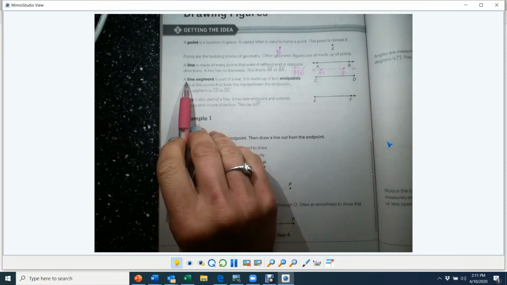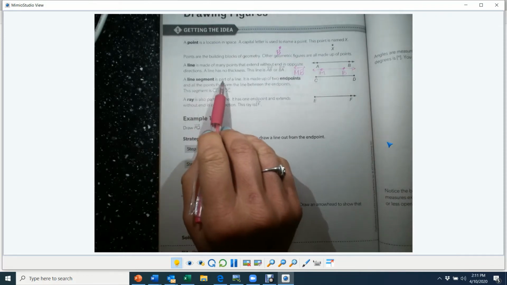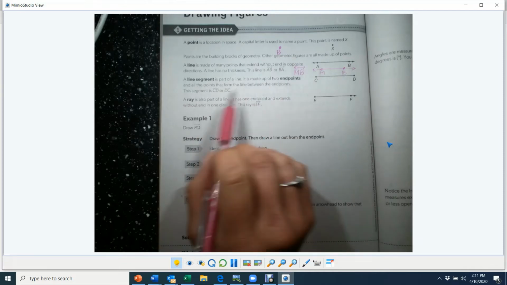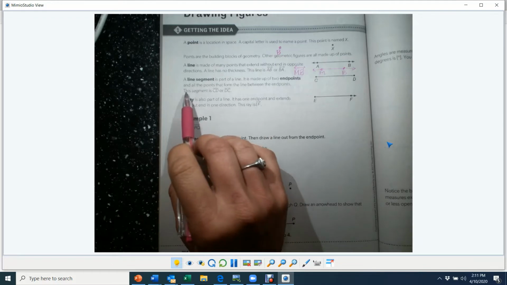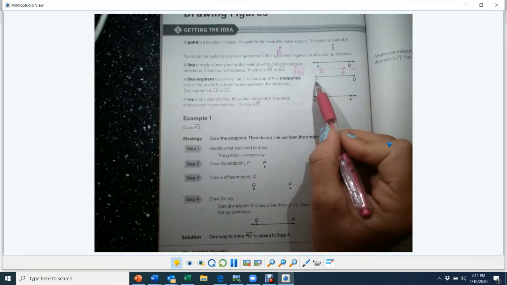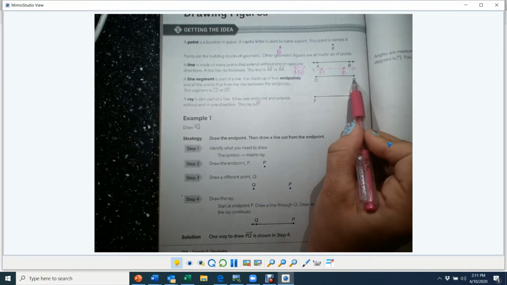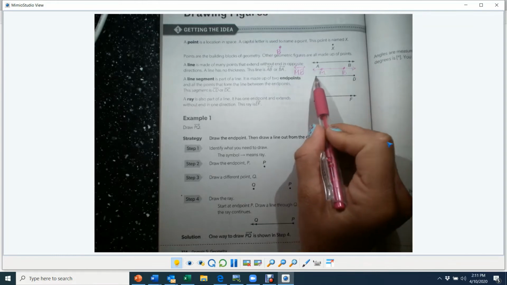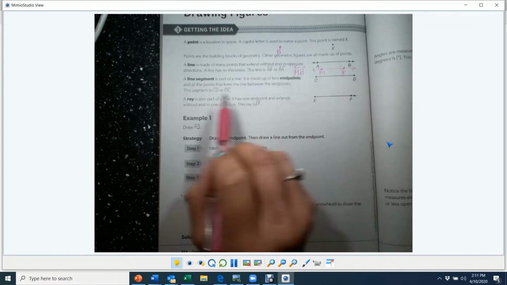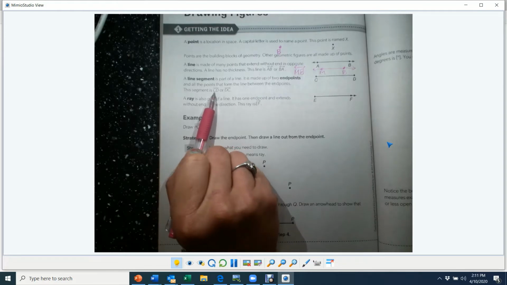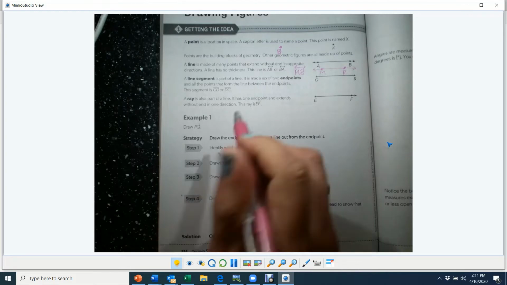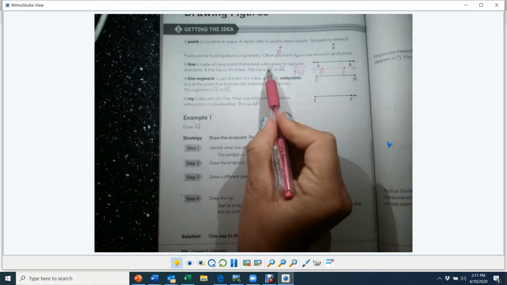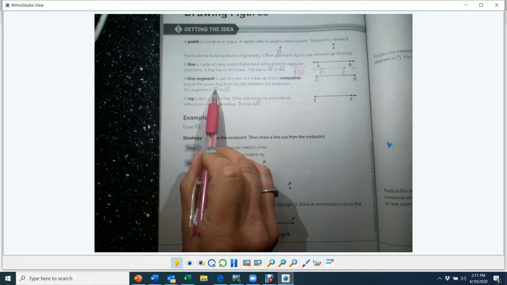Alright, so then it says a line segment is part of a line. It's made up of 2 endpoints and all the points that form the line between the endpoints. So they did their line segment and they named it CD, and you can see there are no arrows on the end, so that's how we know it's a segment. So when you're doing a line segment, notice the difference. Up here they used arrows on the end to name it, because it's a line. When it's a line segment, you do not put arrows when you name it.